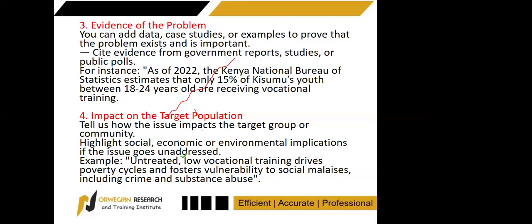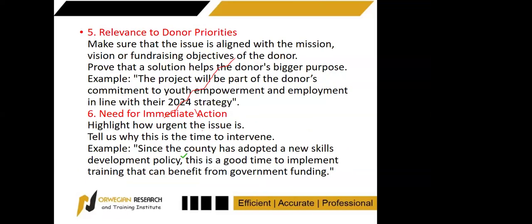We really need more. Impact on the target population. Tell us how the issue impacts the target group or community. Highlight socioeconomic or environmental implications, like untreated low vocational training drives the poverty cycle and fosters crime and substance abuse. So we are trying to describe the target population and how that particular situation has disadvantaged them. It is making them involved in crime, they are poor, and they are looking for money so that they can be able to get something relevant to the priority.